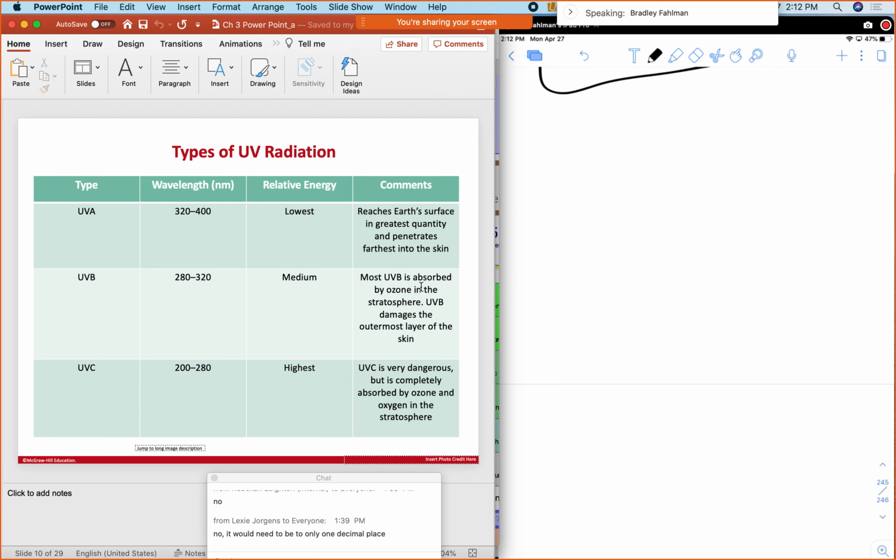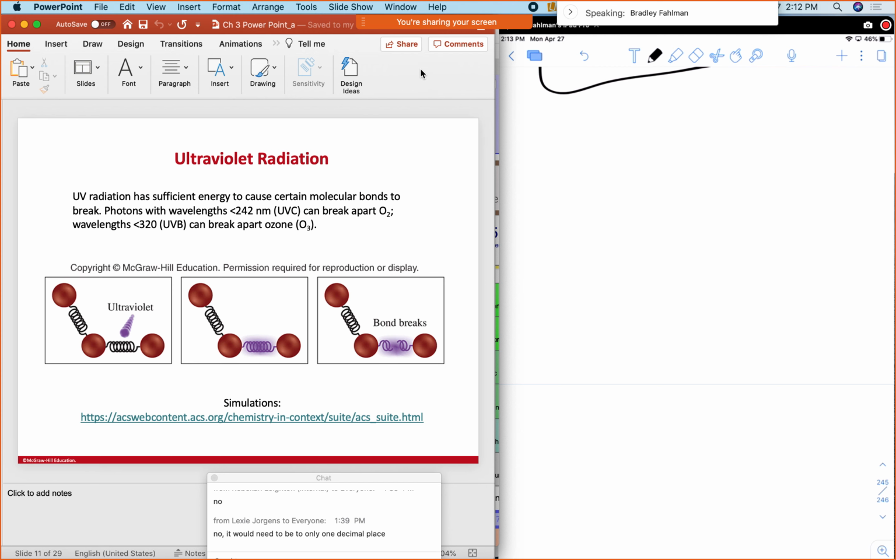This is going to react just with ozone. And this kind of doesn't react with very much, so it's going to be most of what is hitting our skin. So UVA and UVB are what you want your sunscreen or sunglasses to protect you against. And then what effect UV radiation has on molecules: it actually has enough energy to break apart bonds.